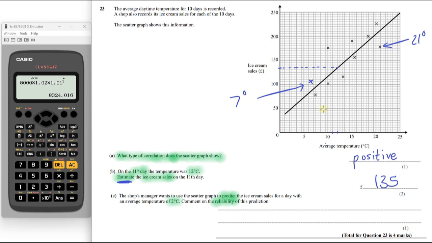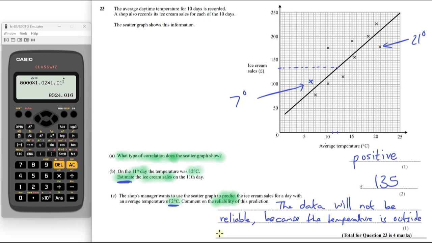So we can only predict things that are between these two values. Because we're asked to make a prediction when the temperature was 2 degrees, we can say that the data will not be reliable, and that is because the temperature is outside of our data range.